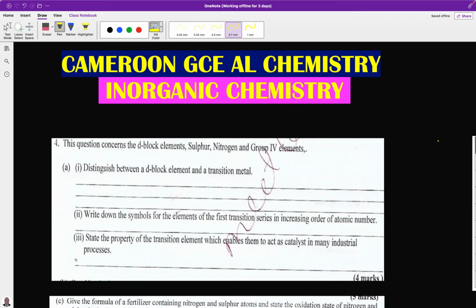forms one or more stable ions with an incomplete subshell, that is incomplete d orbital. Transition metals form one or more stable ions with an incomplete d subshell, or what we call d orbital. Whereas a D block element forms only one ion with either a completely filled or an empty d subshell.